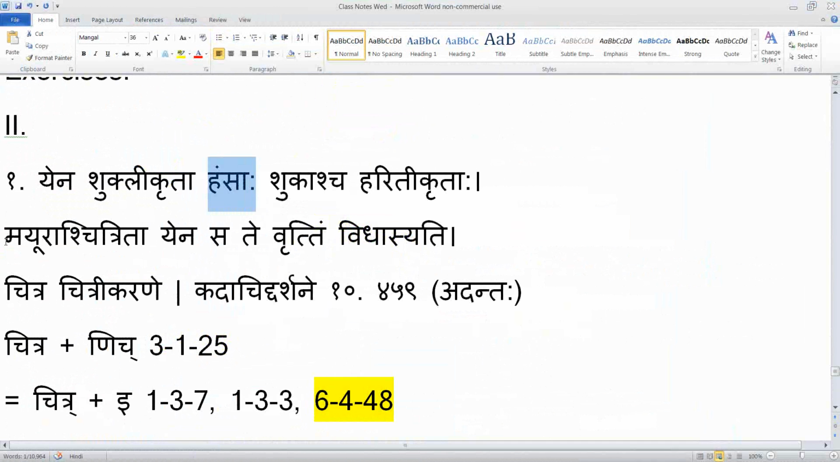Mayurash Chitritayena. Chitrita means made variegated, spotted, variegated. Chitra Chitrikarane. Look at this. Dhatu Chitra, Chitrikarane. Chitrikarane means to make variegated or to make spotted. The pratyaya Chvi is also being used here. Chitrikaranam means making variegated. It also sometimes means to see or to watch, Kalachi Darshane. Adanta Dhatuho.